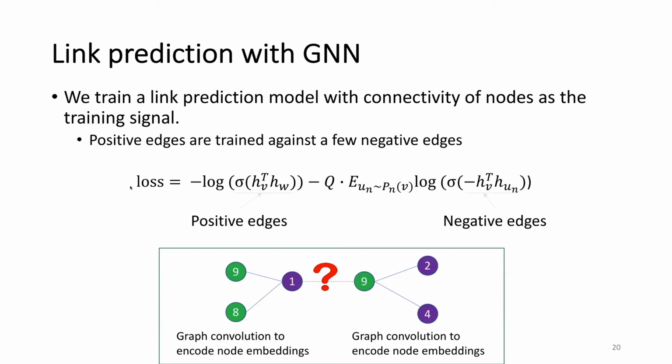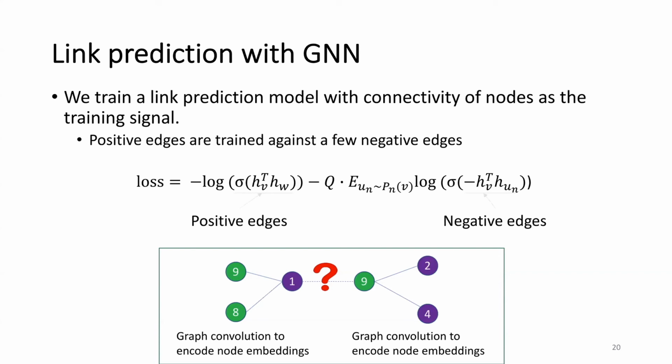You can think that when I propagate gradients, those gradients go through the embeddings of H_V and H_W, and similarly over here. Those embeddings are computed as the output of the GNNs, so that will also backpropagate the gradients to the GNN model parameters.